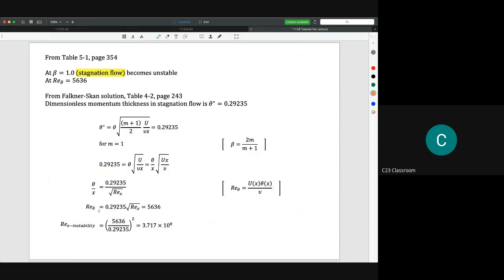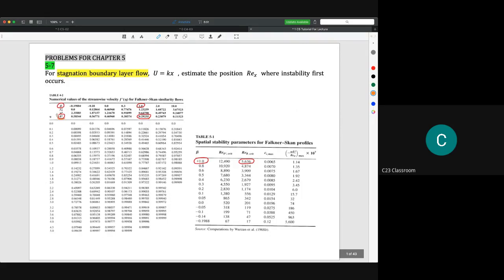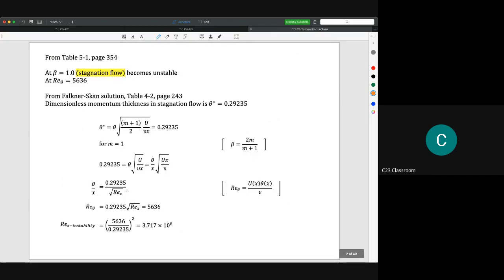Okay, and then we equalize, meaning the value of theta here needs to equal the value of theta here, Reynolds critical. Then we could get this value, and from this equation we could solve. We need to calculate what the Reynolds number is here. So the Reynolds number here is equal to 3.717 times 10 to the power of 8.